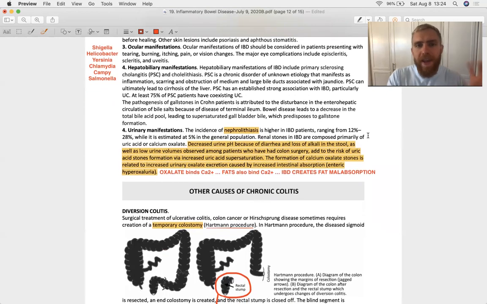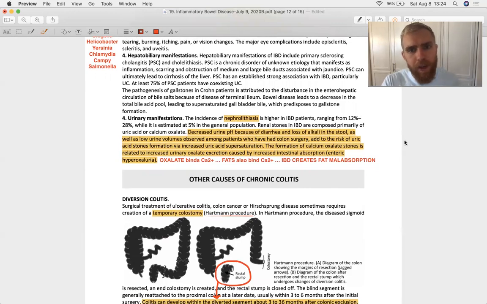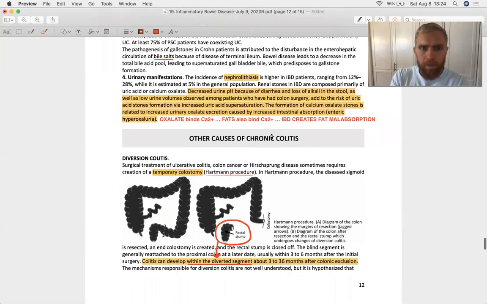So a very interconnected pattern of extra GI symptomatology in IBD. Hepatobiliary manifestations, usually stones, attributed to the disturbance in the reabsorption of bile salts in Crohn's disease due to terminal ileum involvement. Shouldn't have a hard time remembering that.